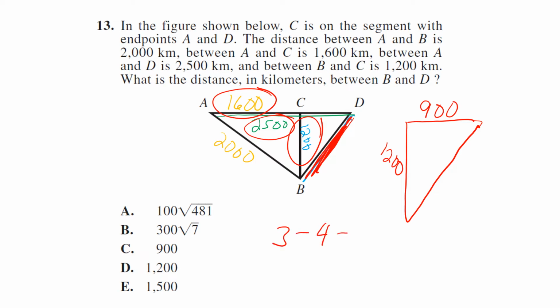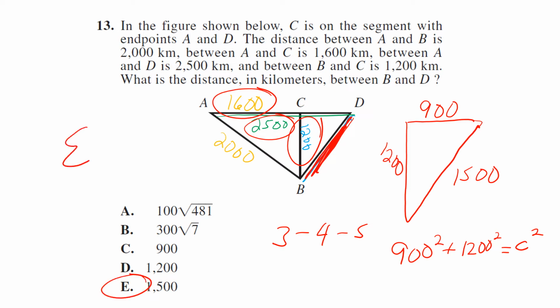3, 4, 5. And if we do, that's just going to be 9, 12, 15, right? 1,500. If you didn't know that, you use the Pythagorean theorem. A squared plus B squared equals C squared. So it'd be 900 squared plus 1,200 squared equals C squared, and you just figure all that out. It still shows the manipulation of 3, 4, 5. So your answer is E.